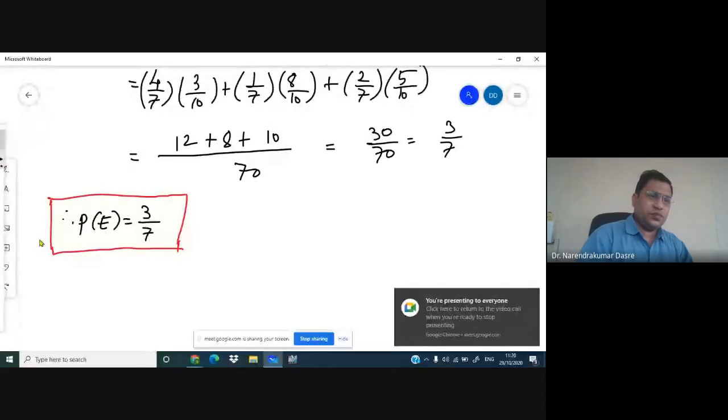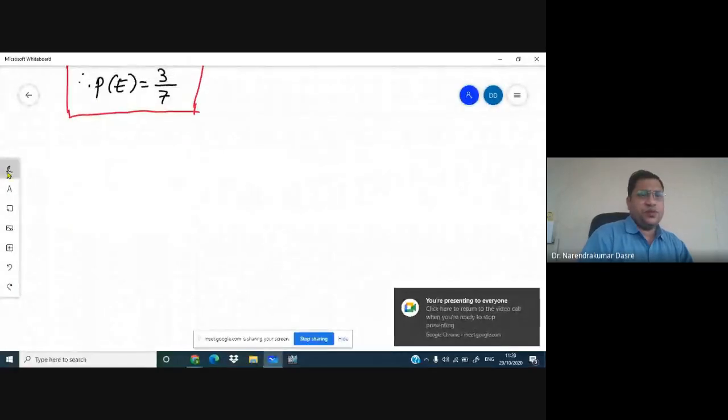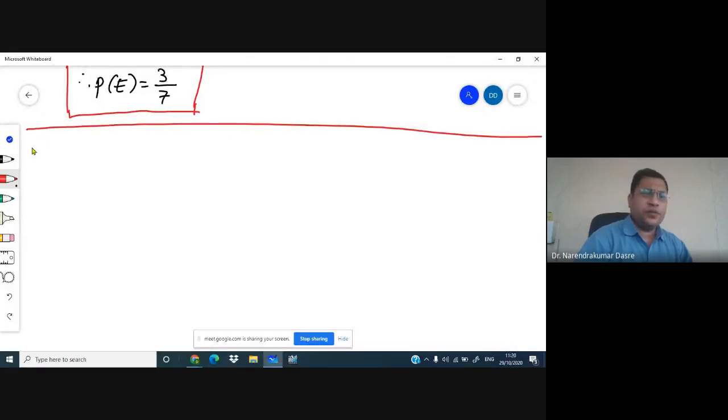Okay, so let us try to understand an example based on Bayes theorem. And we'll see an example. So here we go with the example.